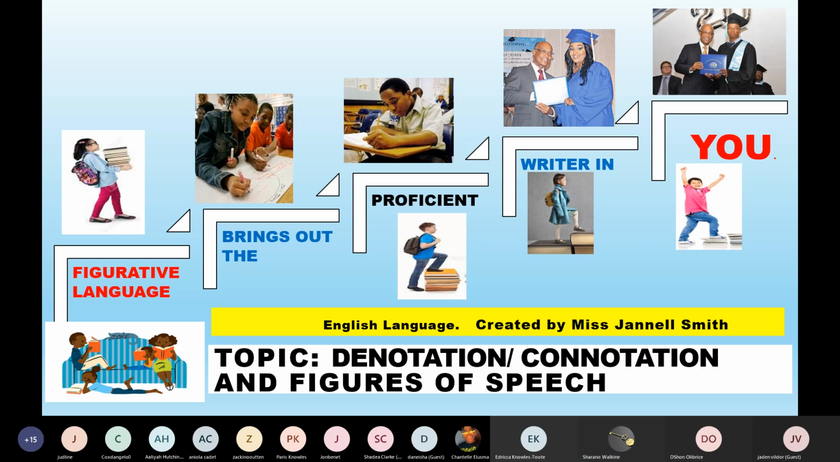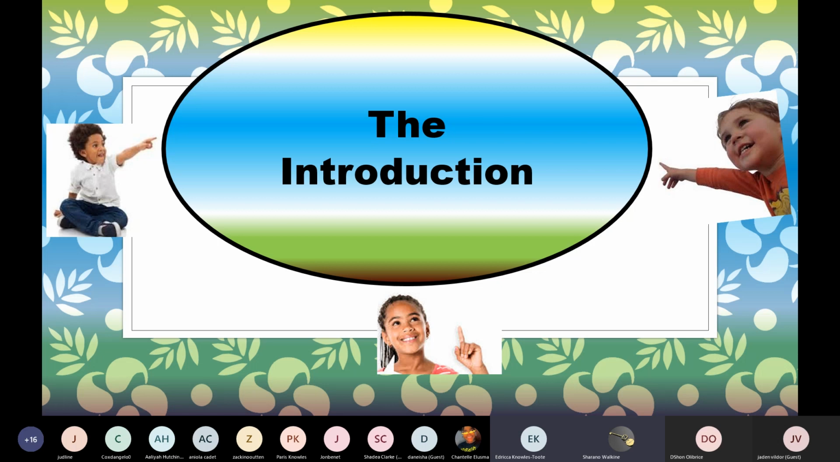All right. So we're going to move forward. Yes. All right. Connotation is an idea or feeling associated with a certain word, right? Beyond just the dictionary meaning. Okay.